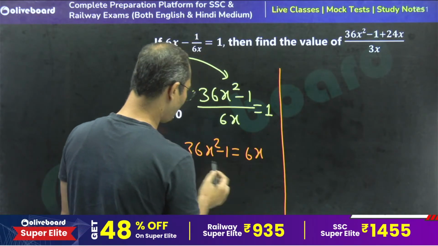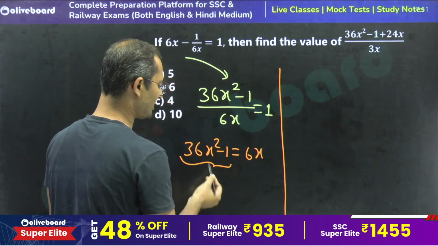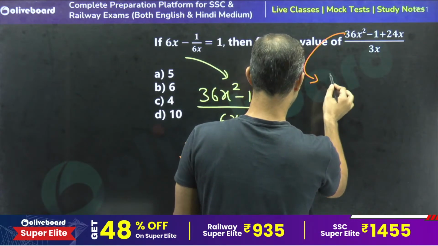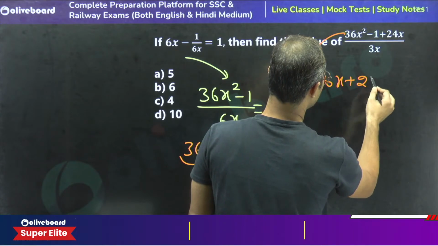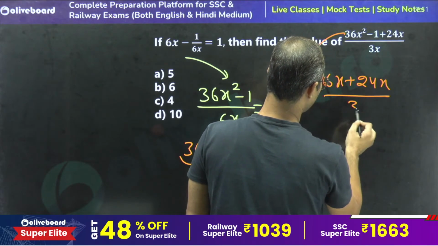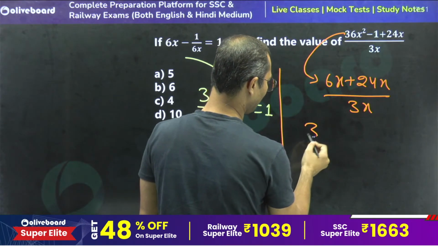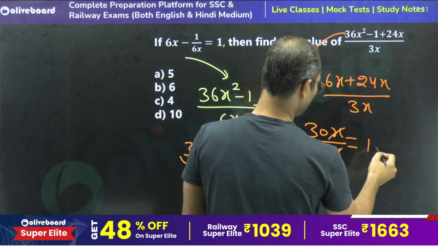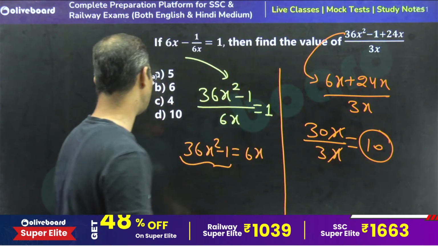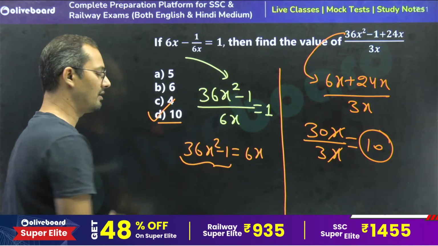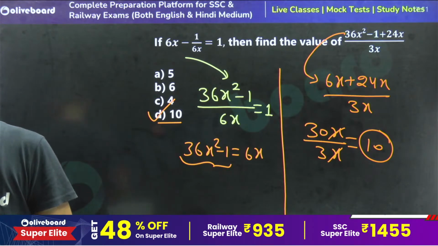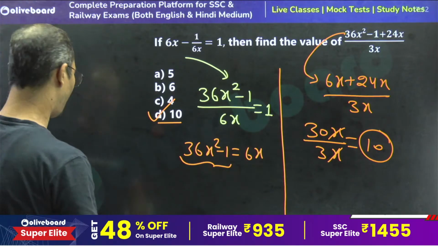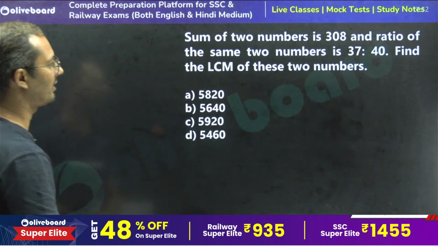So substituting the value of 36x square minus 1 in the given expression, we will get 6x plus 24x divided by 3x, right? So here we will get 30x divided by 3x, x got cancelled. So we will get 10. 10 is the right answer. D part is the right answer. Yes, you are very much correct.